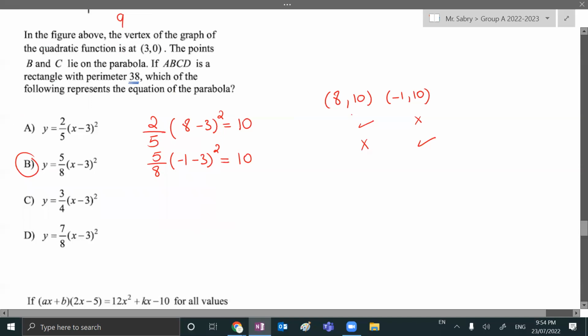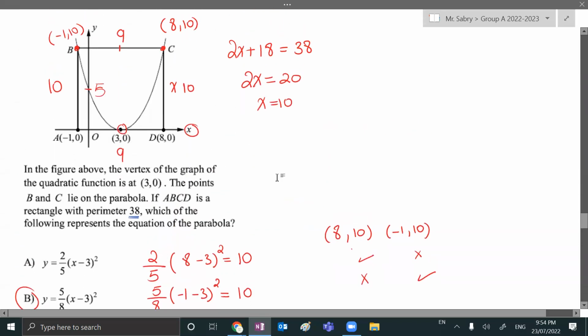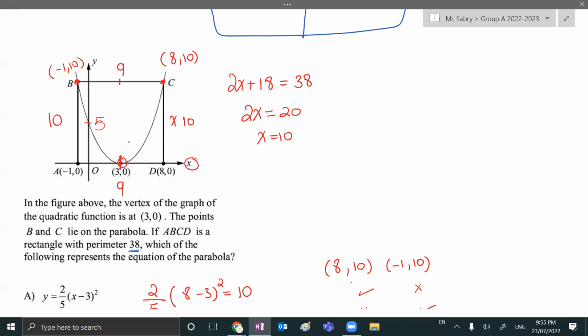ايه ده؟ في حد بيتكلم؟ I'm sorry? اه. The graph itself has a fault because the vertex is not at 0.48 and 0.80 and negative 10. Smart. Very smart. True. 3 is not in the middle. Because if this is 9, then the midpoint should actually be at 4.5, which is 3.5. It should be 3.5. صح. Very smart. So it's not in the middle. So then B must still be the correct one.